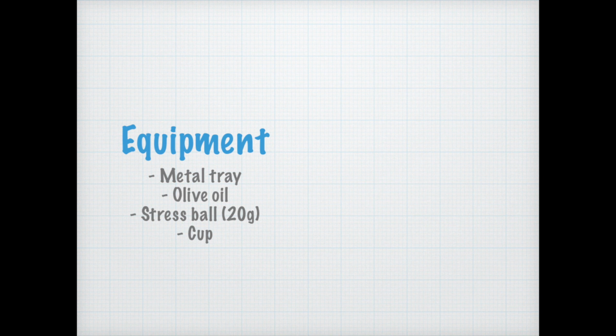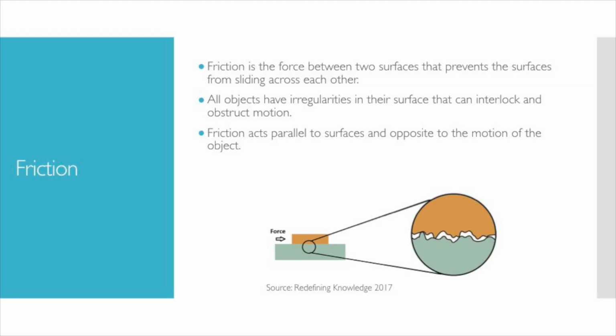The equipment used for this experiment will be a metal tray, olive oil, a stress ball worth 20 grams, and a cup. This experiment demonstrates the friction force between two objects. Friction is the force between two surfaces that prevents the surfaces from sliding across each other. This occurs as all objects have irregularities in their surface that interlock and obstruct motion.